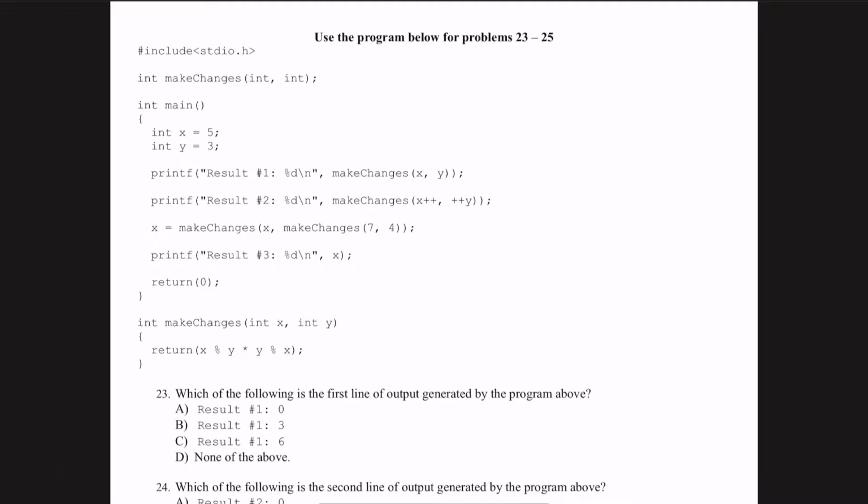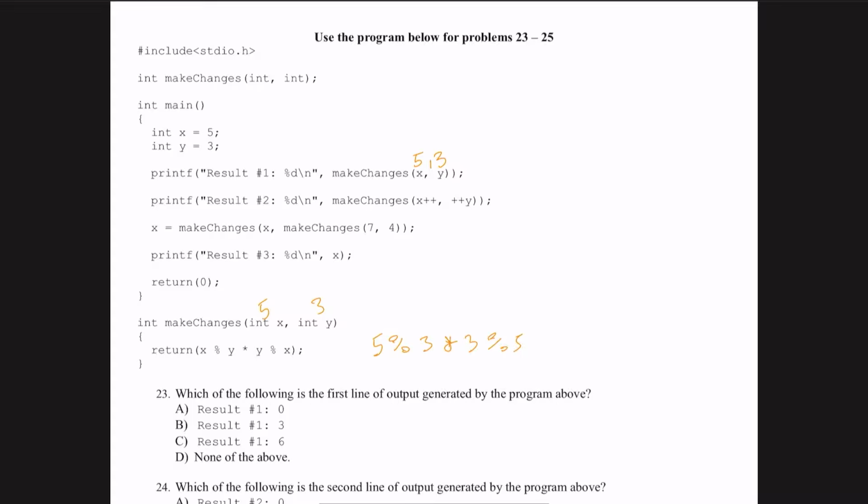Question 23. Which of the following is the result of our first call to make changes? So for our first call to make changes, we're passing 5, 3. We're going to return 5 mod 3 times 3 mod 5. Well, as modulus and multiplication are at the same precedence level, we're going to read this from left to right.